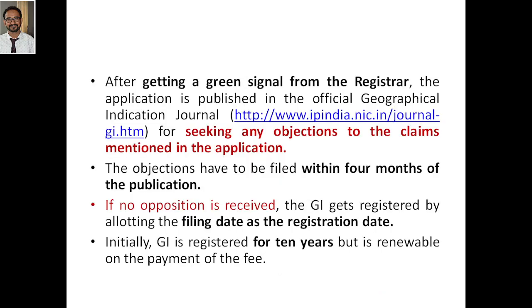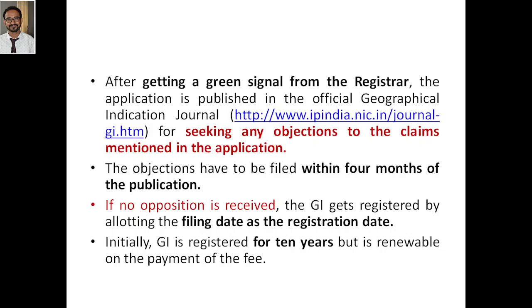The same thing is explained here. Continuing, after getting a green signal from the registrar, the application is published in the official geographical journal, seeking any objections, which have to be filed within 4 months. If no objections or oppositions are received, your GI tag gets registered. Whatever date you file, that same day will act as the registration date, like what we think of as the priority date in patent. That means I apply the application today, and after 2 years, 3 years, or 4 years, my patent will get registered, but the priority date will be considered as the patent date. The same thing here also, the filing date is the registration date.